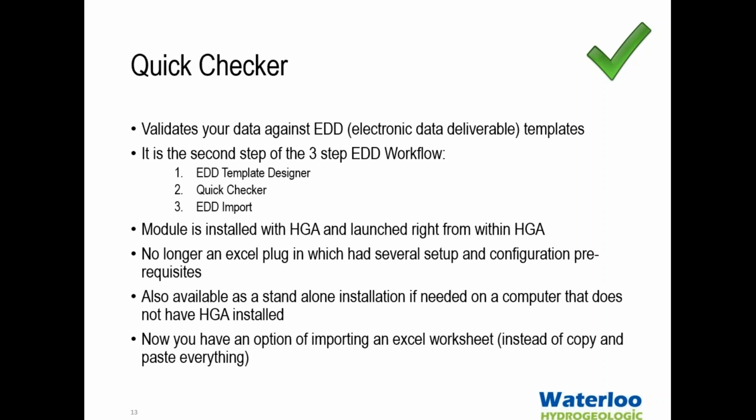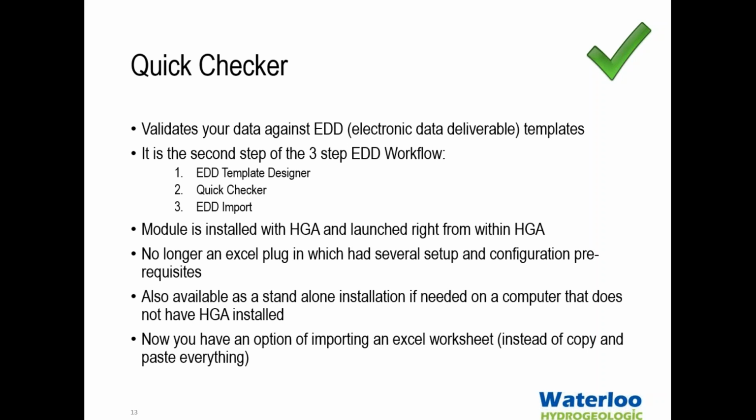The first step remains the same, the EDD template designer, where you specify the table and the fields that you want to collect data for, and any of the rules that you want against those fields. The Quick Checker is that second step, where you take that template, bring your data in, and validate your data against the requirements of the template. The third step is the import of the EDD, and that hasn't changed either. It's just the Quick Checker that we've changed.